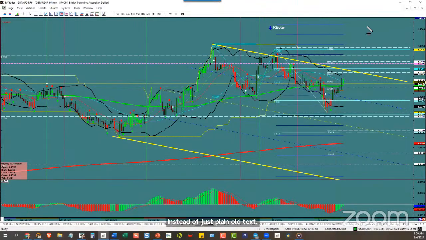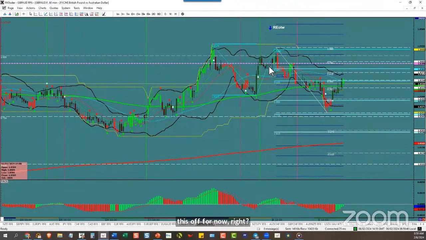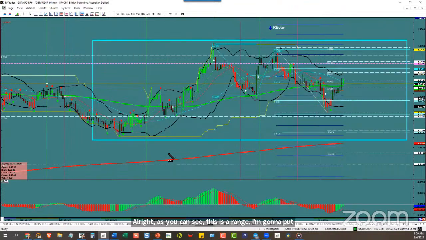All right, so I'm going to take this off for now, because I don't know if it's going up and I don't know if it's going down, and I don't want to be biased to the downside. As you can see, this is a range. So I'm going to put the range on, and now I instantly know I'm in a range. I can see it. It's a visual business.